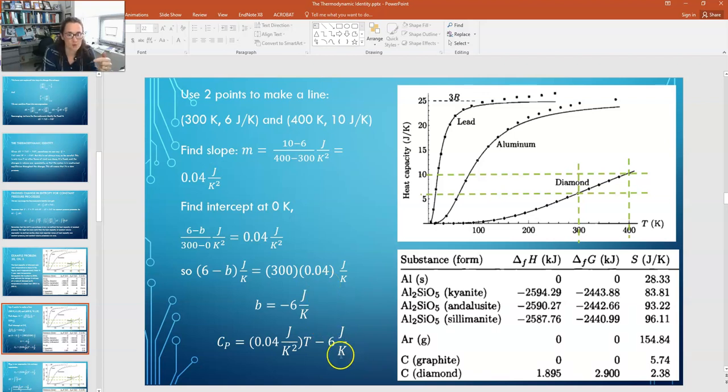That means that my equation for the line is C sub P is equal to 0.04 joules per Kelvin squared times T minus 6 joules per Kelvin, right? Good.